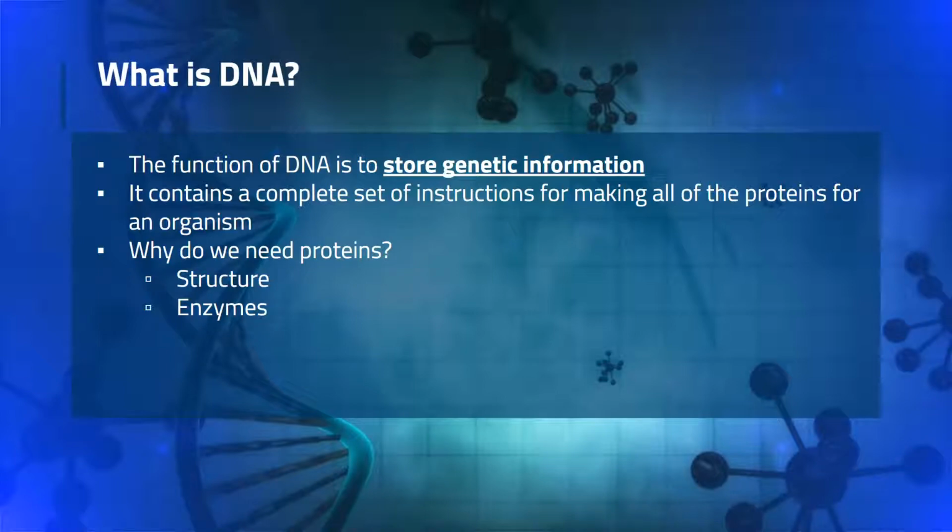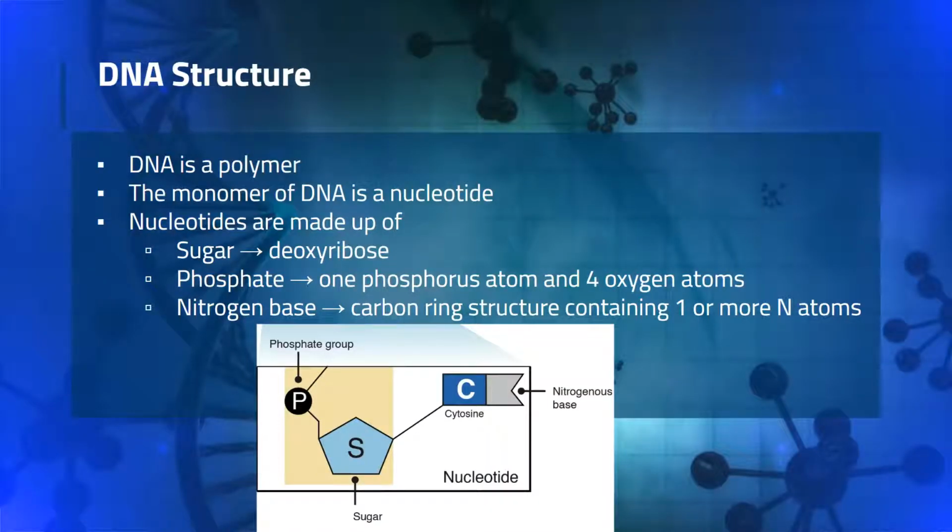So proteins, they're extremely important for organisms. They not only provide the structure, but they also are enzymes. So remember, enzymes are a specialized form of protein that helps speed up chemical reactions. Without enzymes inside your body, all of those reactions that are taking place every second of every day would not happen at a fast enough rate to keep you alive. So proteins are absolutely essential, and that's why DNA is such an important molecule, because it contains all of those instructions for making proteins. DNA is a polymer.